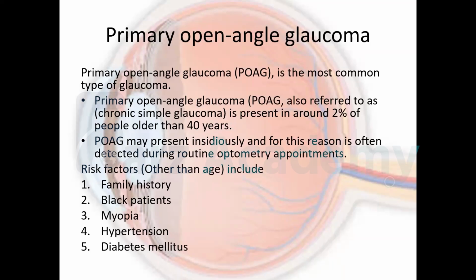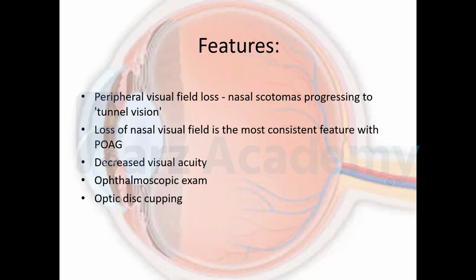What are the risk factors associated with open angle glaucoma? Positive family history, black patients because the race is more predisposed to open angle glaucoma, myopia, hypertension, diabetes. So what are the features here? There will be peripheral visual field loss, whereas in angle closure glaucoma, there is disturbance in the visual acuity. Here there will be peripheral visual field loss with tunnel vision. Nasal scotomas can be seen. So remember, open angle glaucoma, tunnel vision.